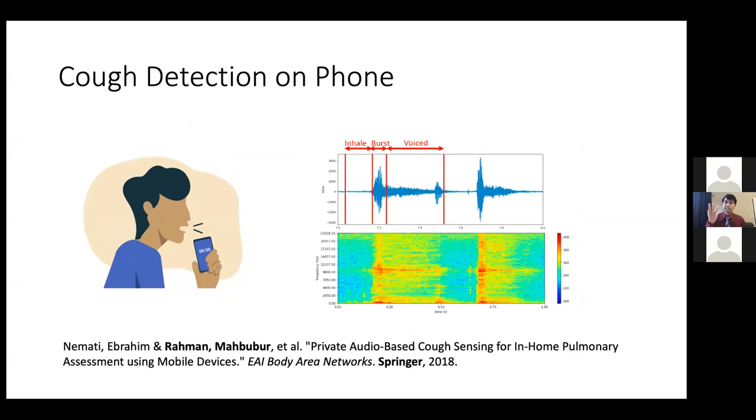Those are different structures than the cough. And cough has three things: one is inhale, burst, and then voiced part. So these are the three parts, and we can identify those parts both in the time domain and frequency domain. Even if you are coughing here and the watch is far from your mouth, the sound is still so clean that it can be captured even with the watch, let alone the phone. And it has very good sensing capability.